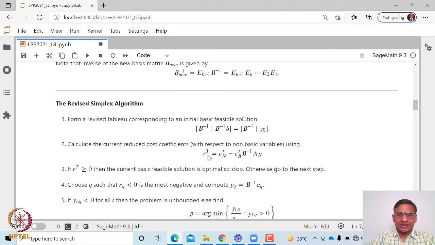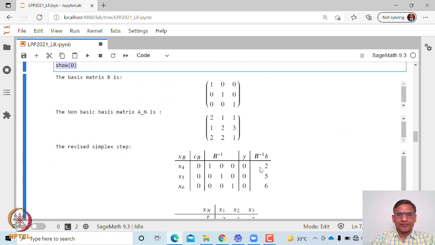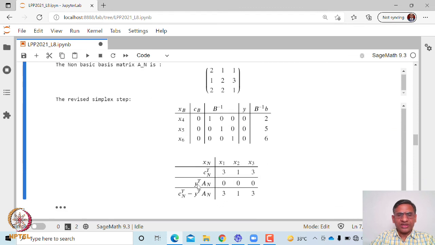Therefore, R transpose is going to be Cn transpose minus Y transpose An. That is your Y here, right? So this Y transpose An is calculated, therefore Cn transpose minus Y transpose An, this is R transpose, which is the reduced cost coefficient, is written here. So all these things it reports, including B inverse and the Y column, that is used to calculate the reduced cost coefficient.